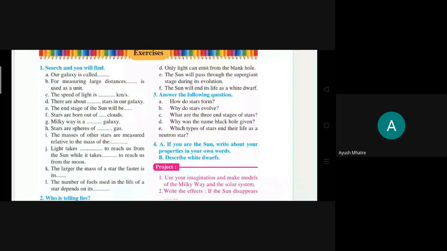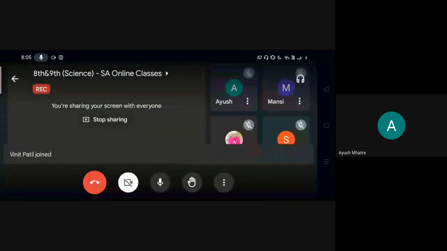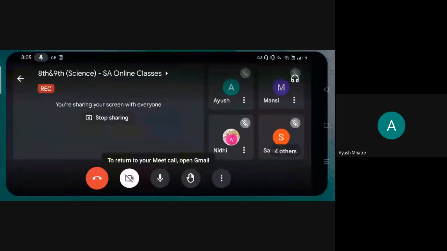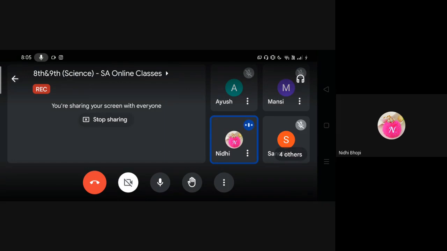Question number 3 C. What are the three end stages of stars? Yes, ma'am. There are three end stages: white dwarf, neutron star, and black hole.